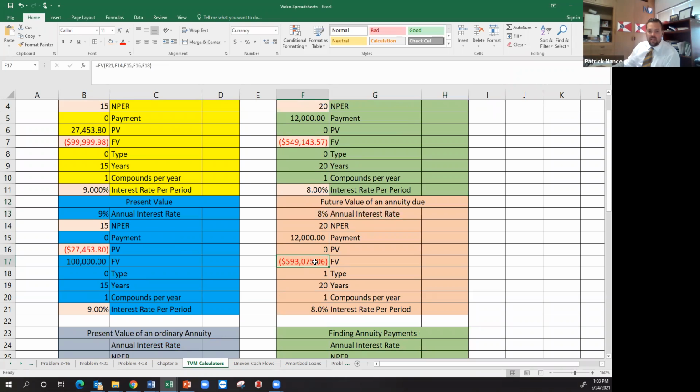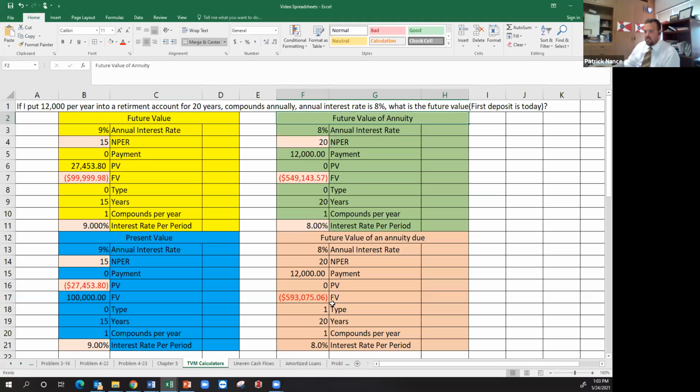In this case, I'm putting it in on day one, so that first $12,000 goes in on day one, and that's already starting to grow interest to begin with. So it has interest earlier in the process, and so that's why the future value of an annuity due would be higher, given all the same circumstances, than the future value of just an ordinary annuity.